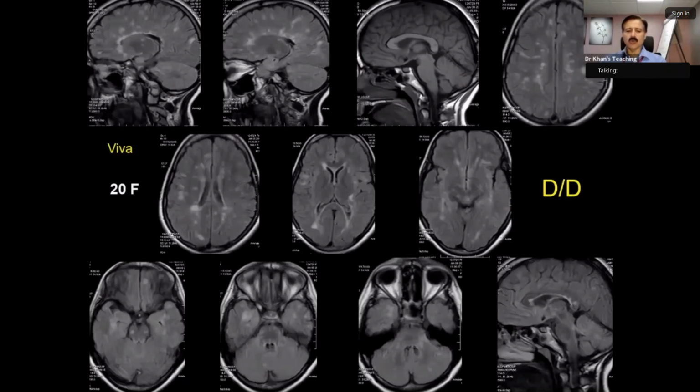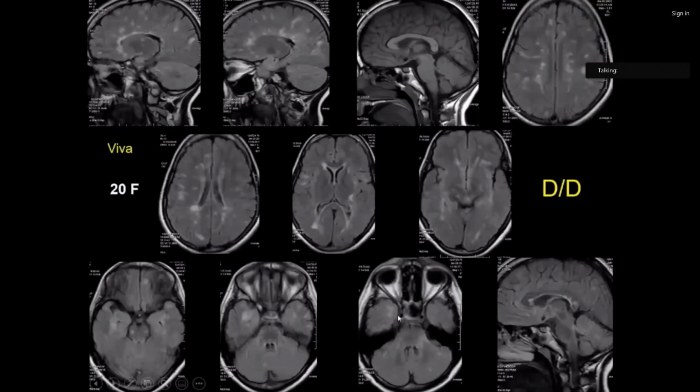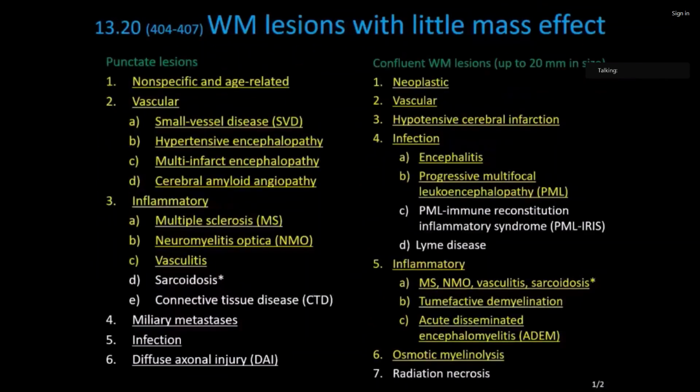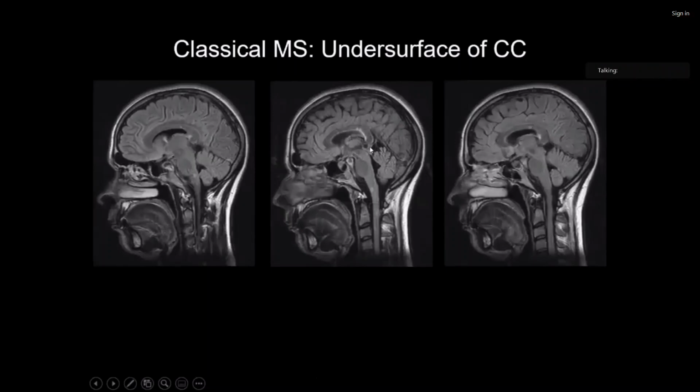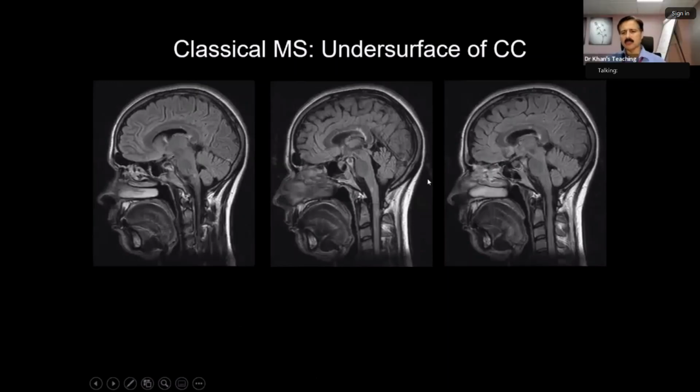So you should know what the features in favor are, and what the features not in favor are, of other conditions which you want to discuss in differential diagnosis. So just a recap of the features. This is another case, and just to highlight the undersurface of the corpus callosum. So even if there is not undersurface involvement, involvement of the corpus callosum itself, just call it.